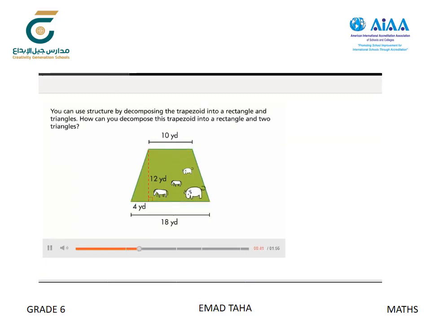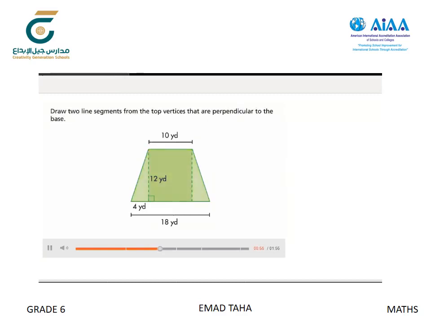You can use structure by decomposing the trapezoid into a rectangle and triangles. How can you decompose this trapezoid into a rectangle and 2 triangles? Draw 2 line segments from the top vertices that are perpendicular to the base. Find the length of any missing base or height. How can you find the base of the triangle on the right?